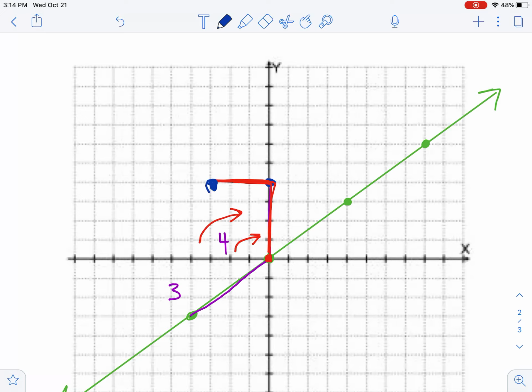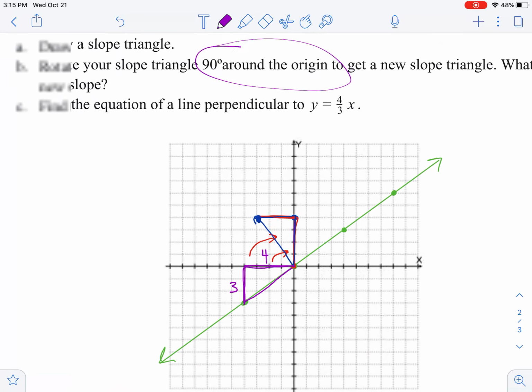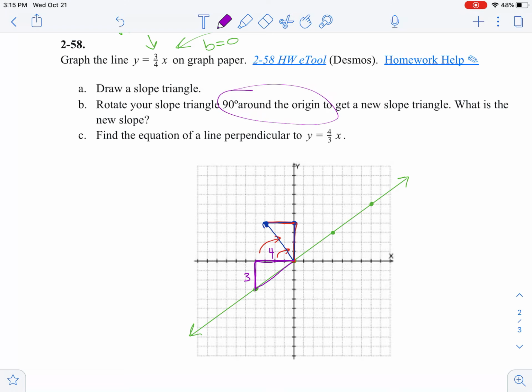So then if I connect all of those points together, my new one, here we go, and then I'll put in the line for that other one. It was purple, right? That was the original. And so we've rotated that purple triangle to now become that blue triangle 90 degrees about the origin. What is the new slope?